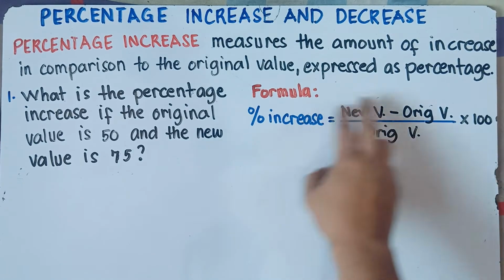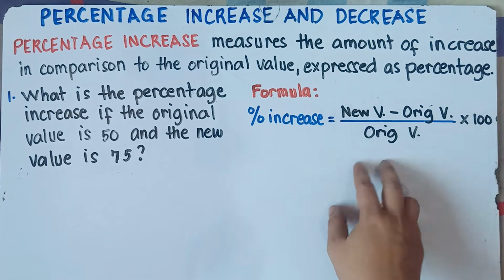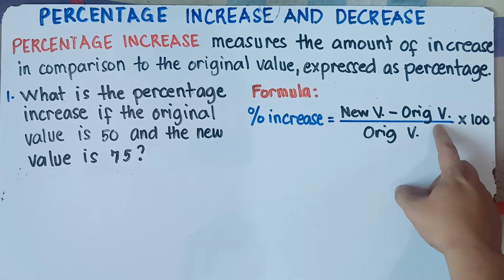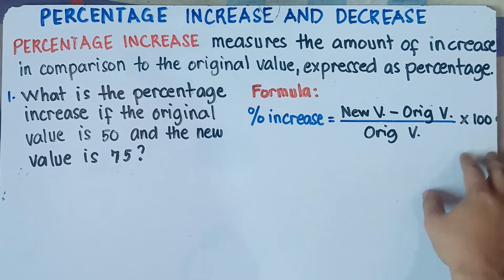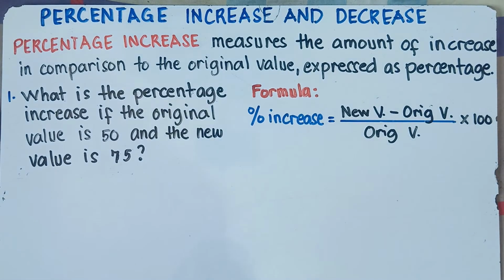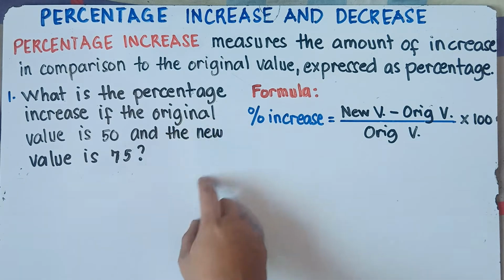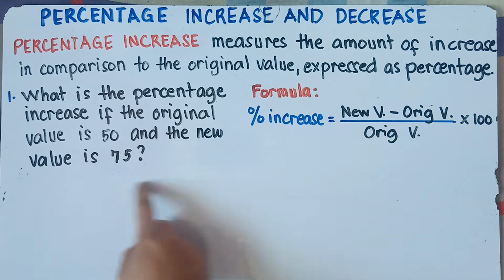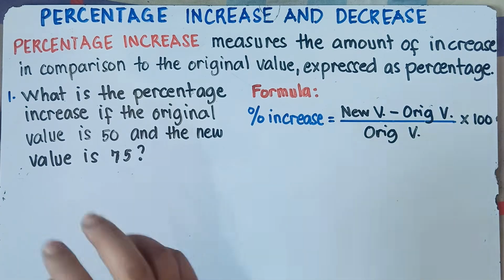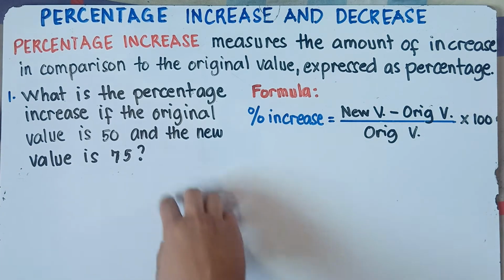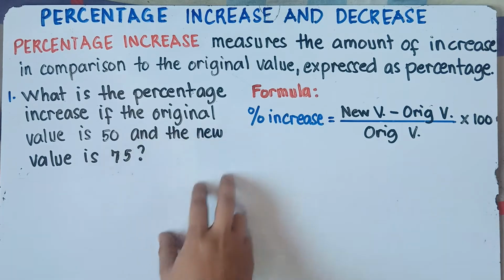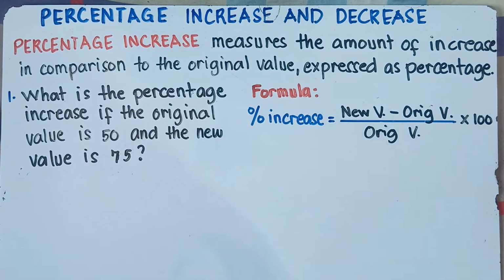So once again, you need to master the formula for percent increase: new value minus original value, divide by original value, times 100. So let's start with example number 1. What is the percentage increase if the original value is 50 and the new value is 75? Of course, if you're dealing with problem solving, you need to understand the problem. So in this scenario, the original value of 50 becomes 75. Therefore, there is an increase.